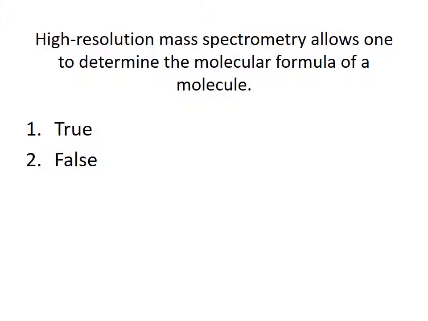High resolution mass spec allows one to determine the molecular formula of a molecule, yes or no? Well, in regular mass spec, the mass of the molecular ion allows us to figure out possible, and usually several possible, molecular formulas. But when you use a high resolution mass spec, it narrows it down to only one possible formula. So this is true.